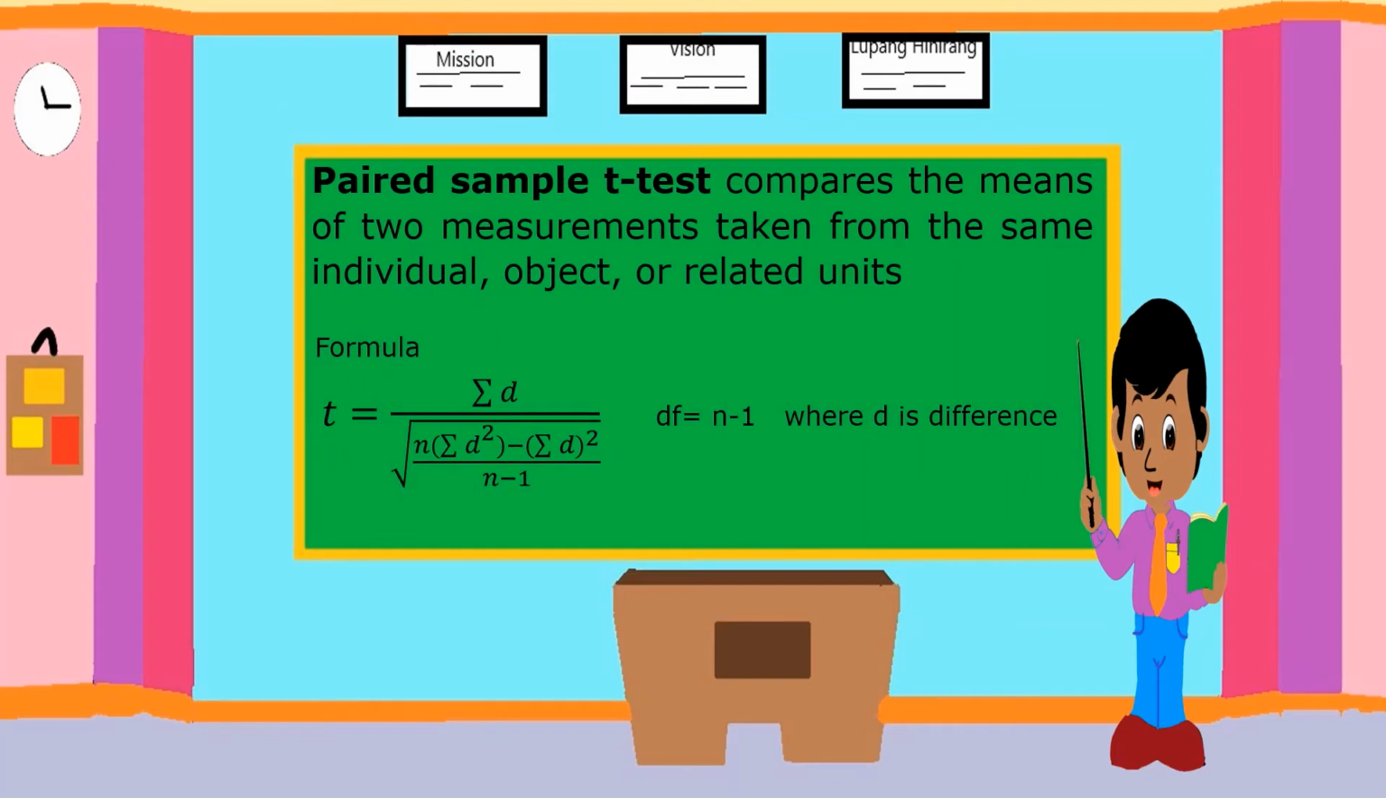Formula: t is equal to the summation of d all over the square root of n, which is the sample size, multiplied by the summation of the square of the difference, or d squared, minus the summation of d raised to the power of 2 over n minus 1. Wherein our degrees of freedom is equal to n minus 1 and our d is the difference.